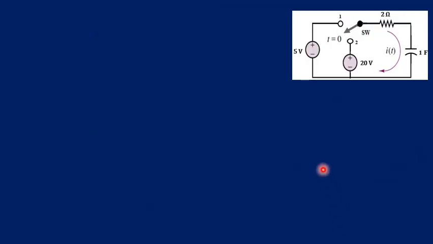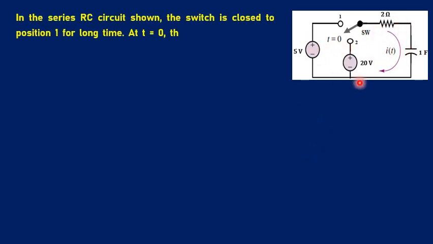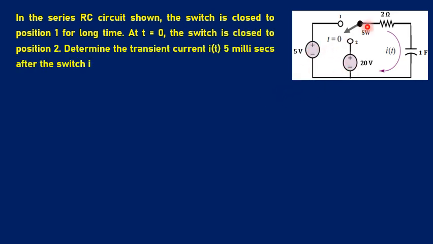Problem number 2. So assume an RC series circuit connected to two different voltage sources. As in the previous problem, the switch was at position 1 for a long time, and when the switch is closed to position 2, find the transient current, and also 5 milliseconds after the switch is closed to position 2, what is the current. That is what we are going to find.